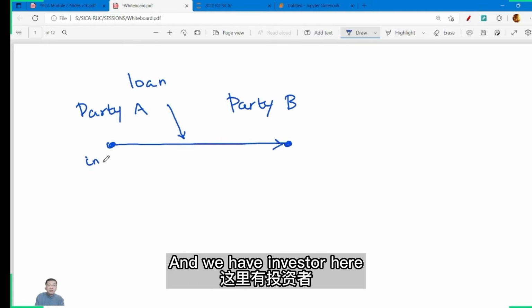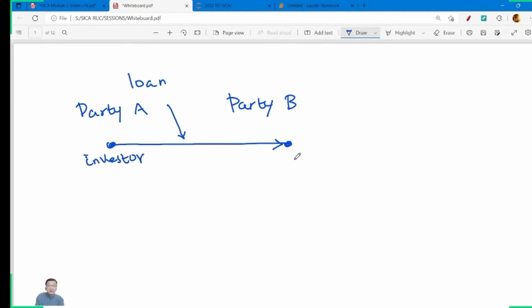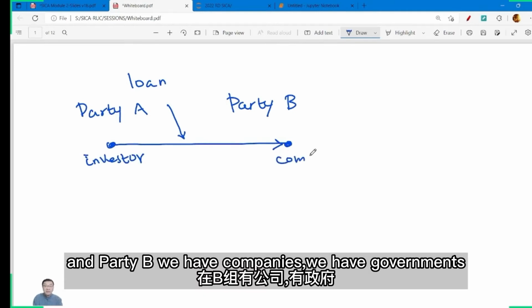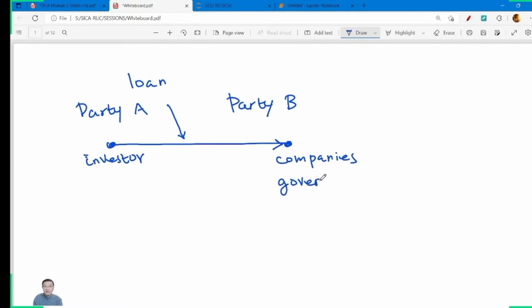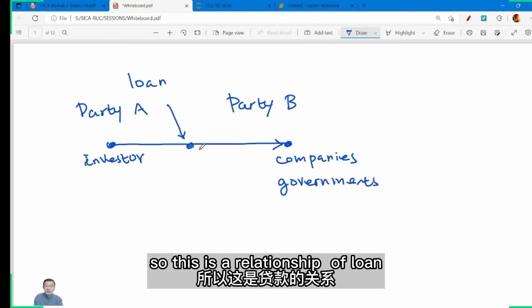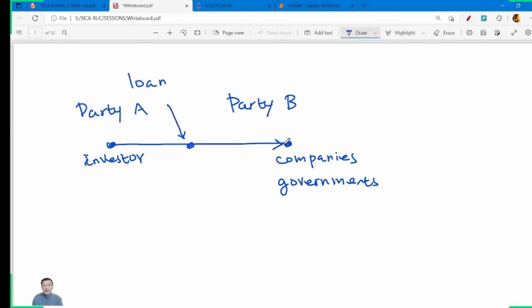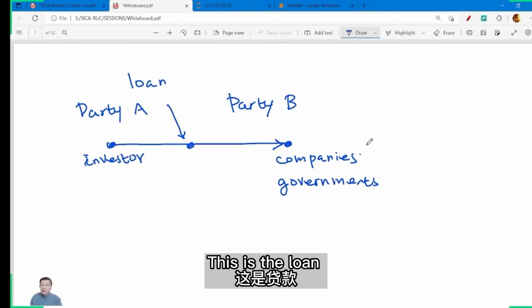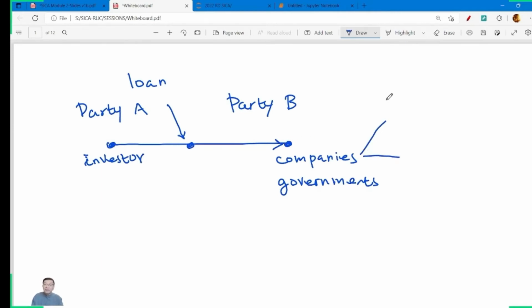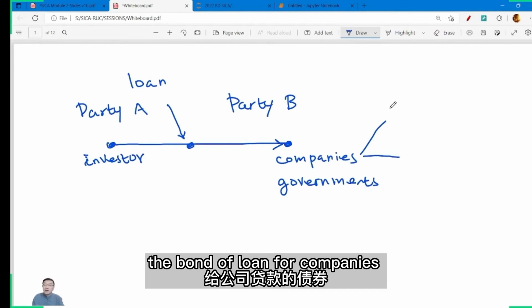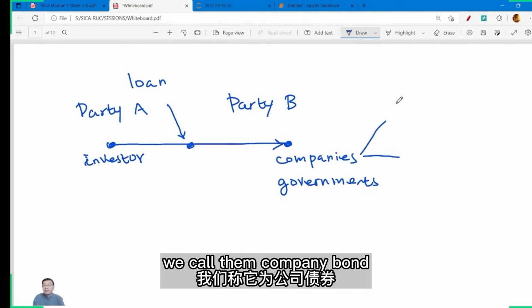We have investors here, and party B, we have companies and governments. So this is a loan relationship between party A and party B. And for companies, the bonds are called company bonds.